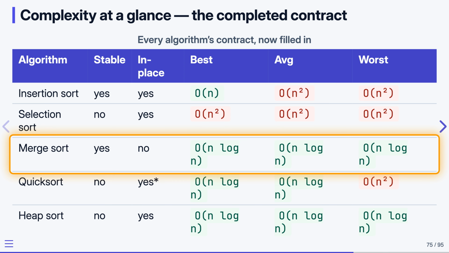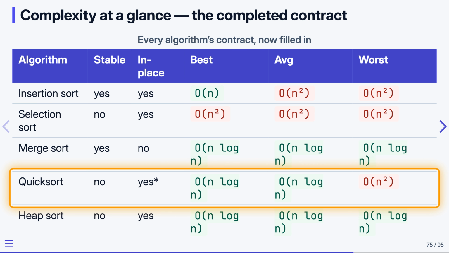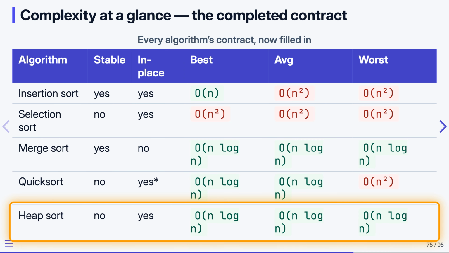Merge sort is stable, but not in place. It guarantees O(n log n) in all three cases, at the cost of extra memory. Quicksort is not stable. It is in place, with a small star. Its best and average case are O(n log n), but a bad pivot drops it to O(n²). Heap sort is not stable, but it is in place. It is the only algorithm here that is both O(n log n) guaranteed and in place.